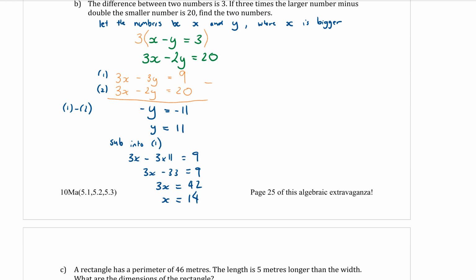Once you have your two numbers, remember that they were things that I introduced, so we want to write a little sentence for our answer. So over the side here, I'm going to write, therefore, the two numbers are 11 and 14.